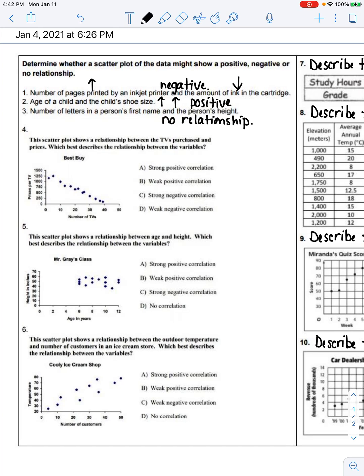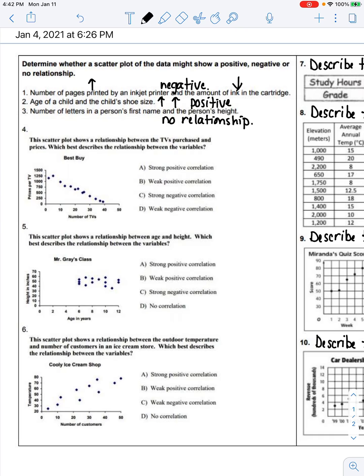Now let's look at the graphs for 4 through 6. So just a quick reminder. If something is a strong correlation, the points are close together, they're tight together. Weak means they're spread out a little bit. Positive, remember, is increasing and negative is decreasing.